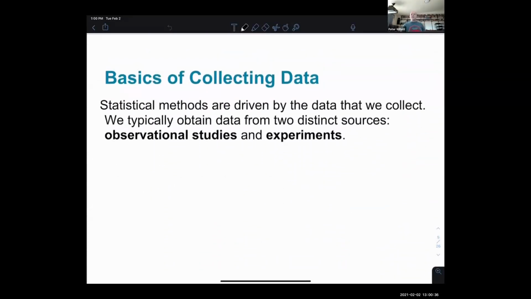So the basics of collecting data. The first thing to point out is that statistical methods are driven by the data that we collect, as we've just been discussing. Bad data means bad results. We typically obtain data from two distinct sources. Not that every time you do statistics, you use both of these things, but there are two sort of ways or methods of collecting data. One is observational studies, and the other is experiments. So we need to know what those mean.